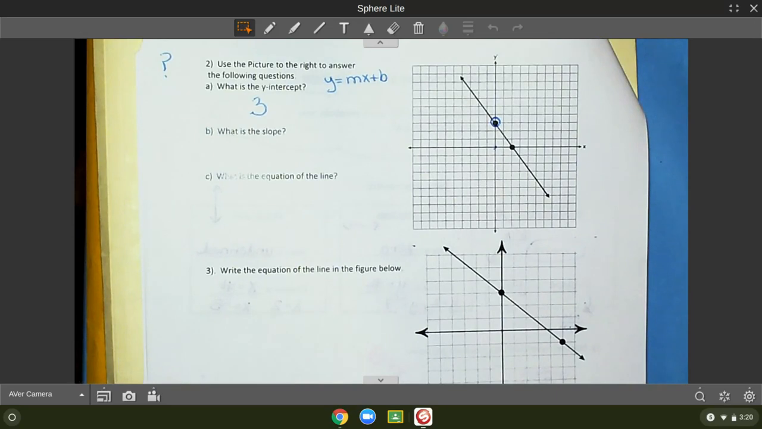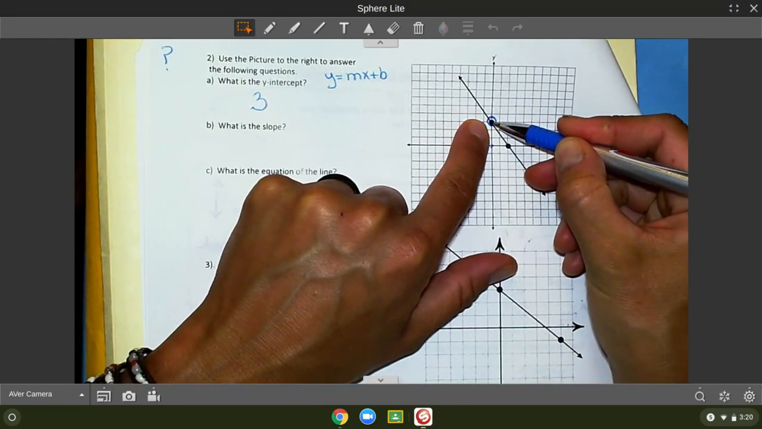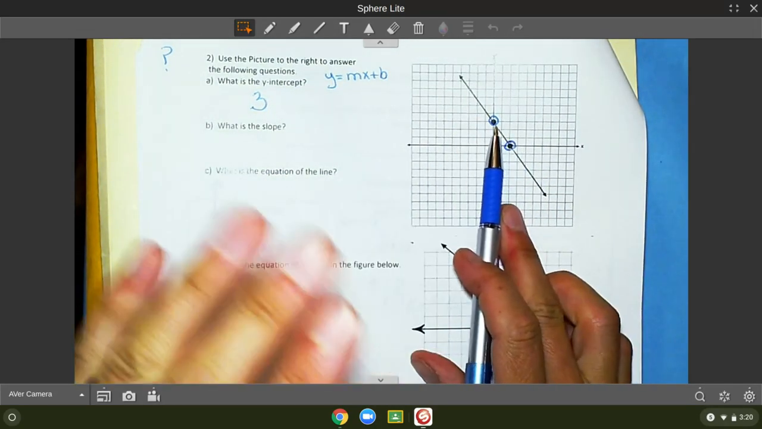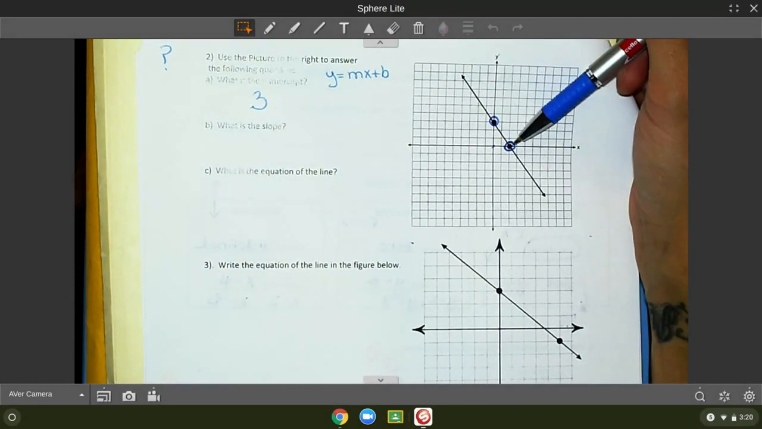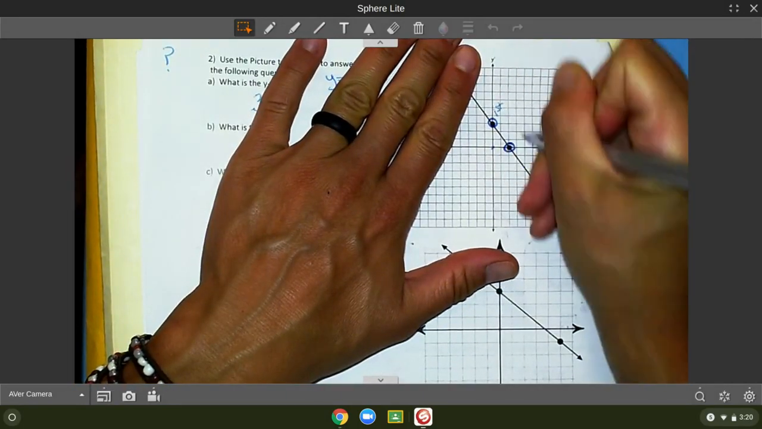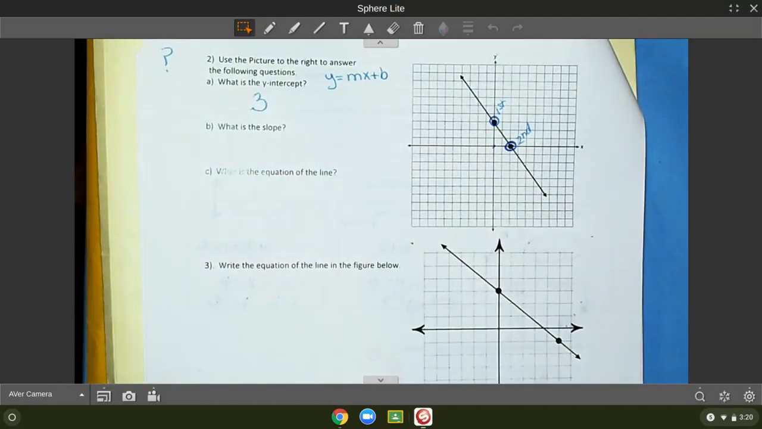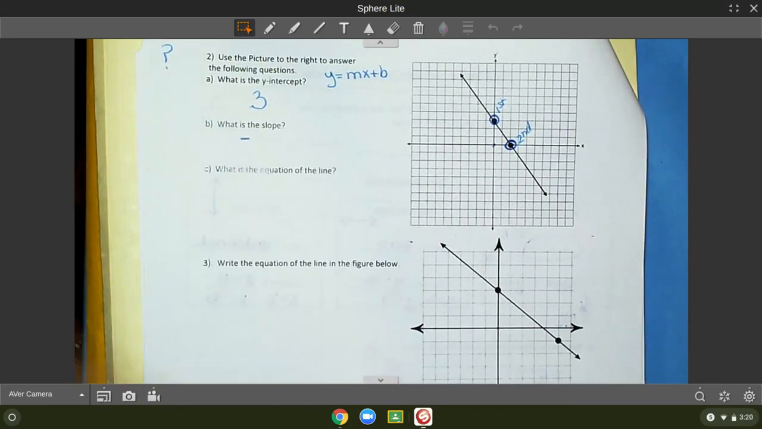Now, we want to calculate the slope. To figure out the slope, you need to find 2 points on your line. So there's one here, and there's another point right here. Now, you always go from left to right, just like you read a book. So if you go from left to right, from the first point to the second point, so here's our first point and our second point. The first thing you need to notice is, is your line going up or down? This line is going down, which means our slope is going to be negative. Now we need to count up and down and left and right to know what the slope is.